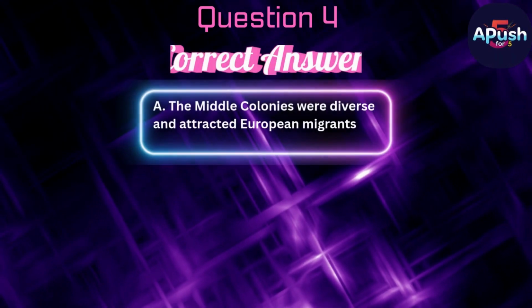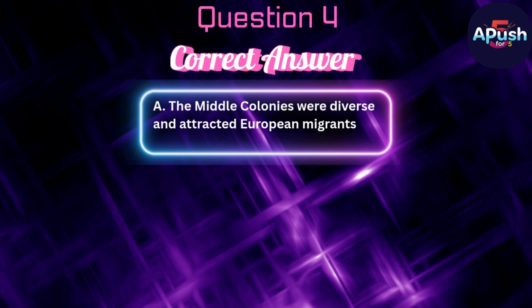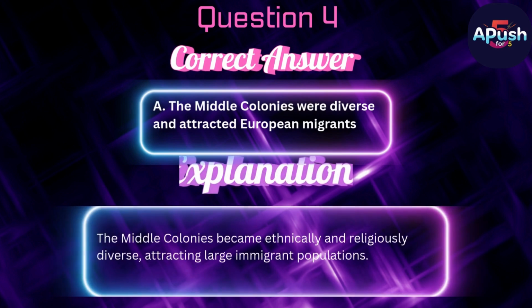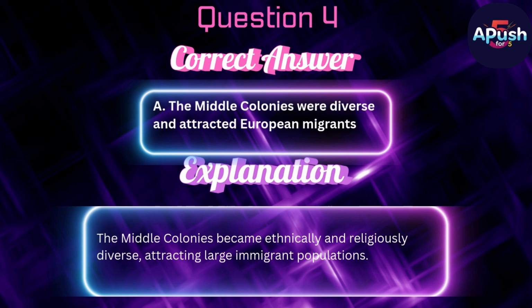The correct answer is A. The middle colonies were diverse and attracted European migrants. The middle colonies became ethnically and religiously diverse, attracting large immigrant populations.